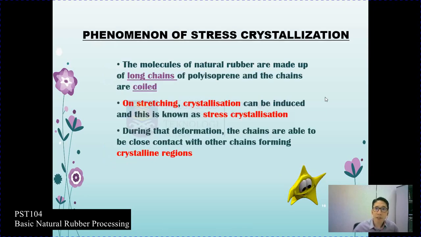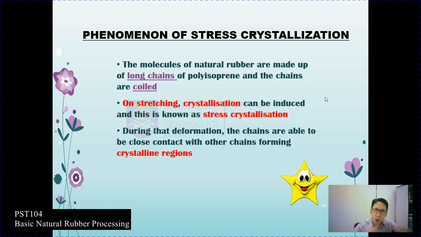The phenomenon of stress crystallization. This is a very unique property of rubber or latex. The molecules of natural rubber are made up of long chains of polyisoprene, and the chains are coiled. At the relaxed state, at rest, they are coiled. On stretching, the crystallization can be induced and is known as stress crystallization. During the deformation, the chains are able to come into close contact with each other, forming a crystalline region.